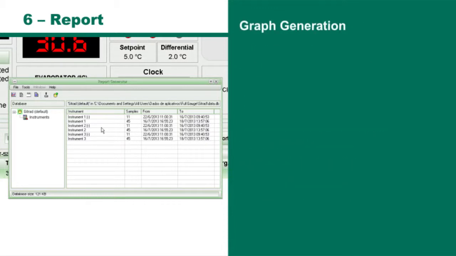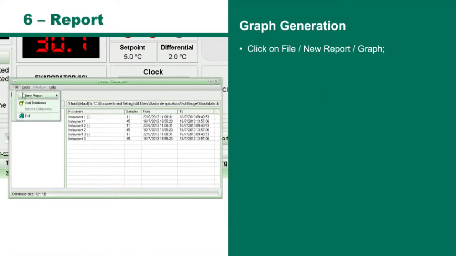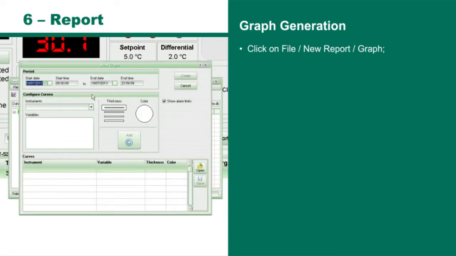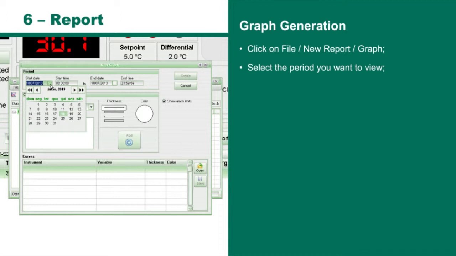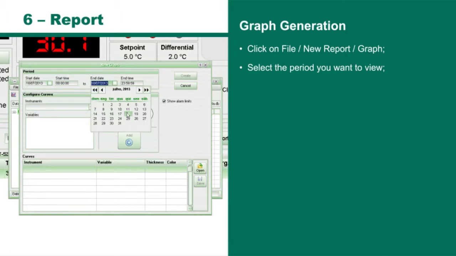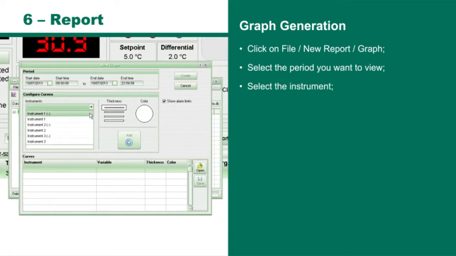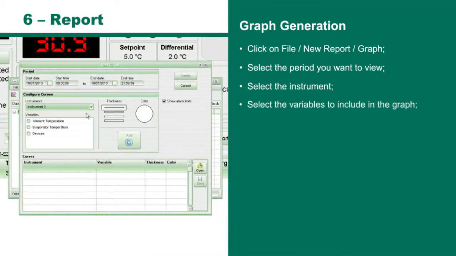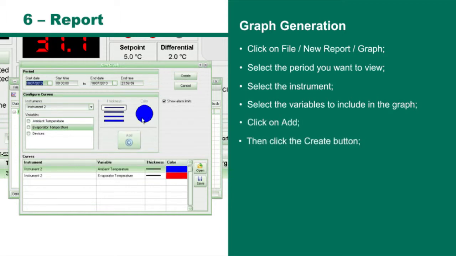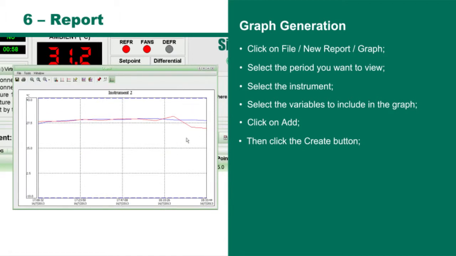Graph generation. Click on File, New Report, Graph. Select the period you want to view. Select the instrument. Below, select the variables to include in the graph and click on Add. Then click the Create button. With the graph, you will have a view of temperature variations during production periods, and this graph can be saved as an image for later reference.